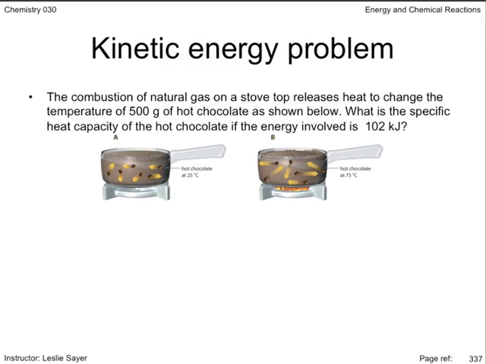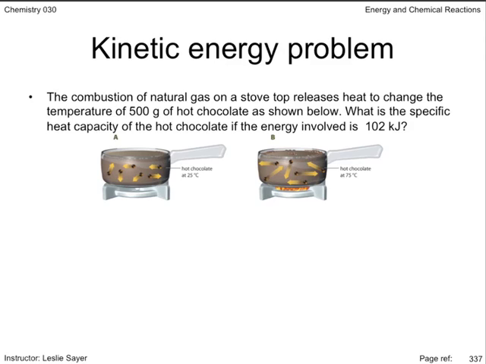Here's another problem. The combustion of natural gas on a stovetop releases heat to change the temperature of 500 grams of hot chocolate as shown below. What is the specific heat capacity of the hot chocolate if the energy involved is 102 kilojoules?